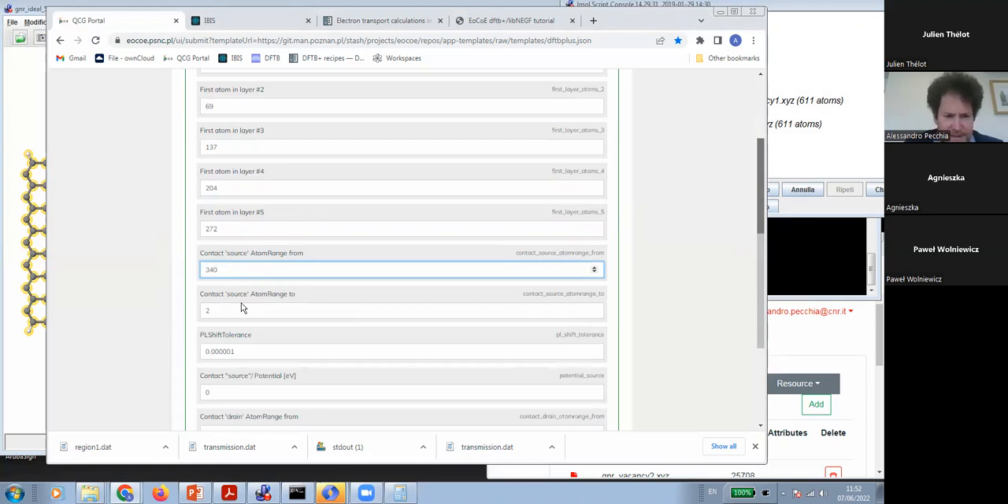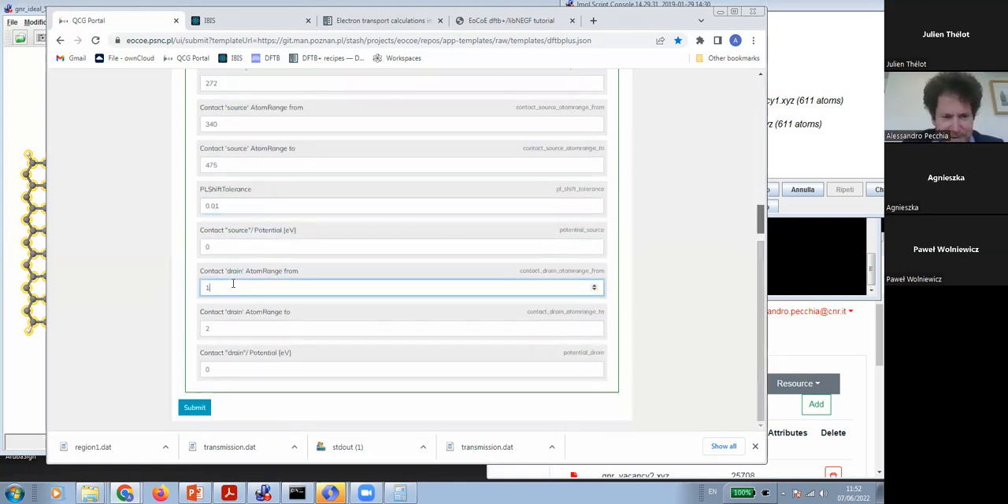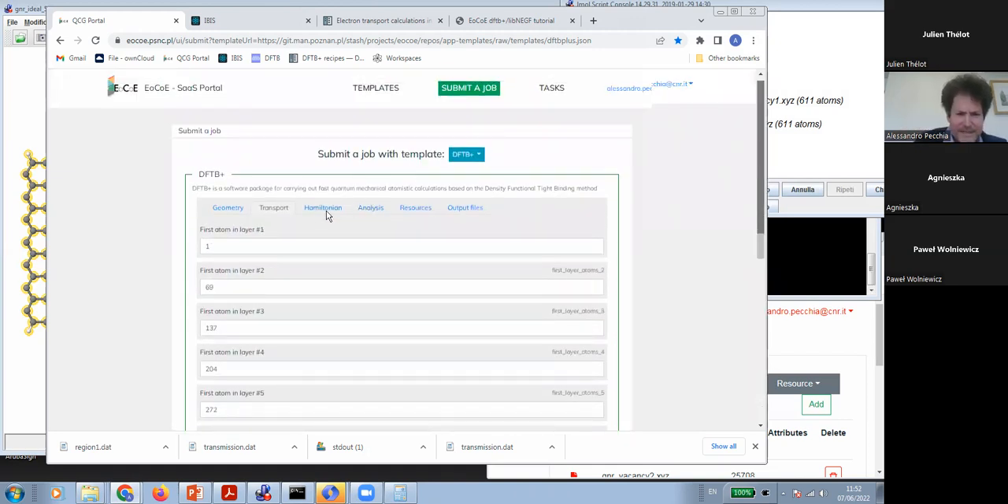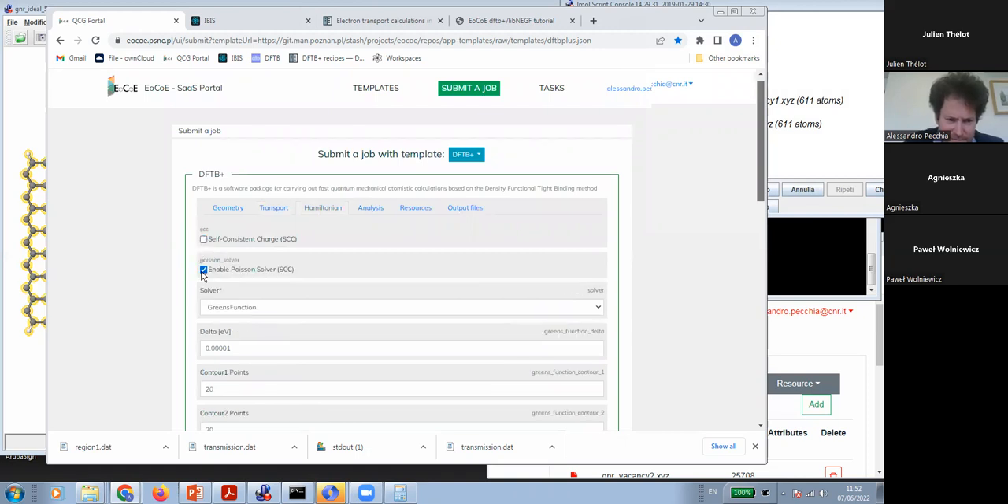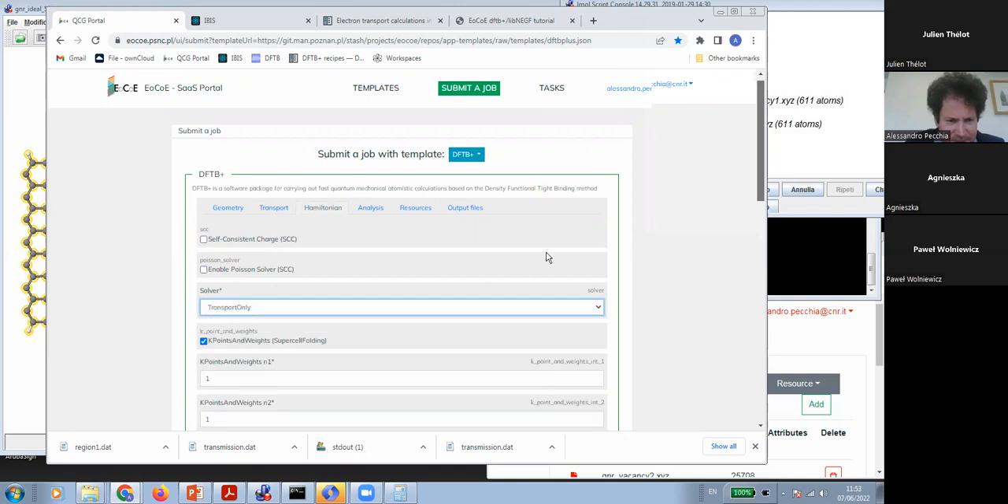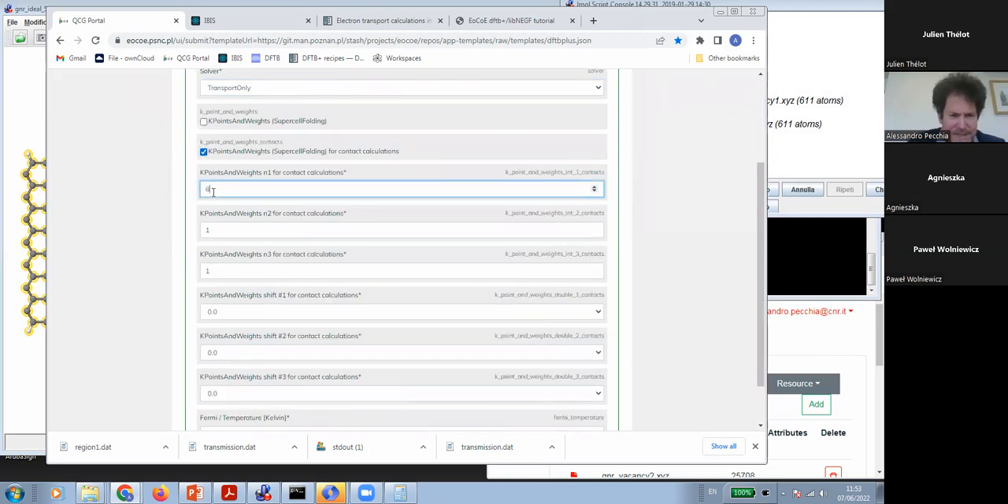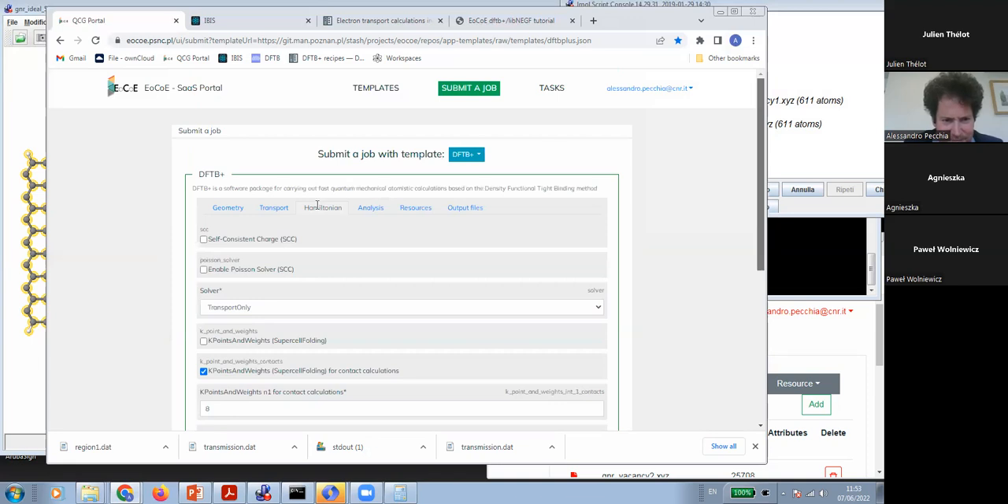So this is 340, this is 475. Here, remember to reduce this accuracy, otherwise the code complains and crashes. And you have to put all the numbers again: 476, 611. Potential, we keep 0 at the moment. Then we still do a non-SCC calculation. We therefore remove Poisson solver, transport only calculation, no K points. And for the contact, you can set 8 with a shift of 0.5. So exactly identical to what we did before.